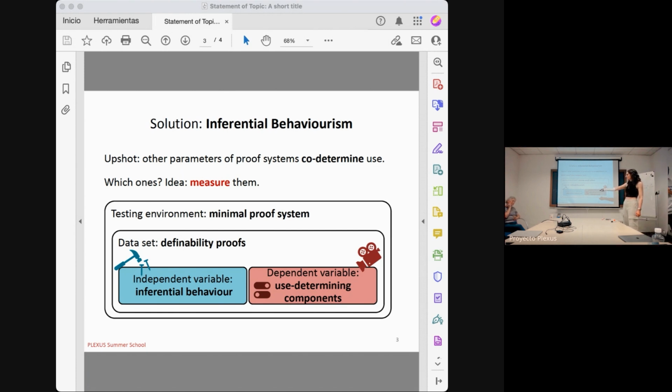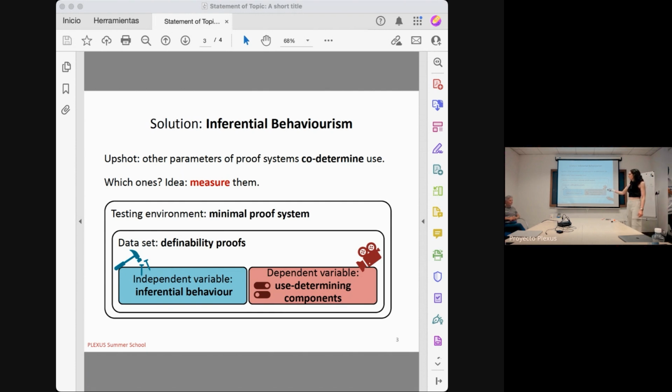And then relative to this independent variable, we vary the different parameters of the proof rules and then see which ones affect the inferential behavior and which ones stay constant under change. You change the components, but the inferential behavior stays constant. Whatever changes it, that's what determines use, right? And then based on that, we can define the kind of core of the proof rules that is actually the part of the proof rules that tells us the meaning of the operator.